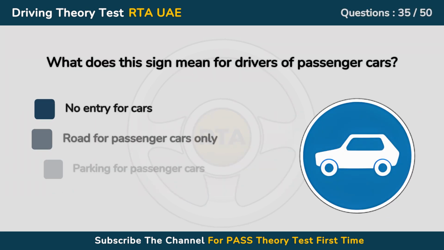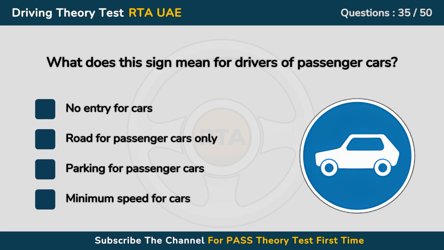Question 35. What does this sign mean for drivers of passenger cars? A. No entry for cars. B. Road for passenger cars only. C. Parking for passenger cars. D. Minimum speed for cars.